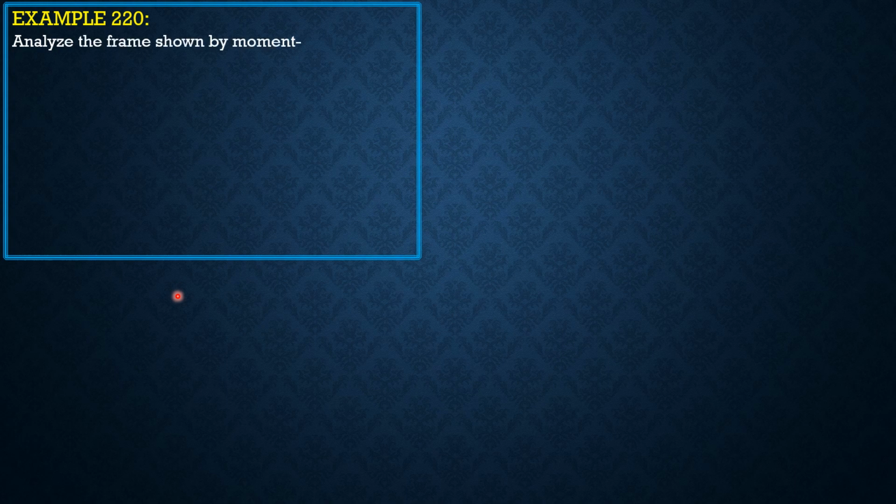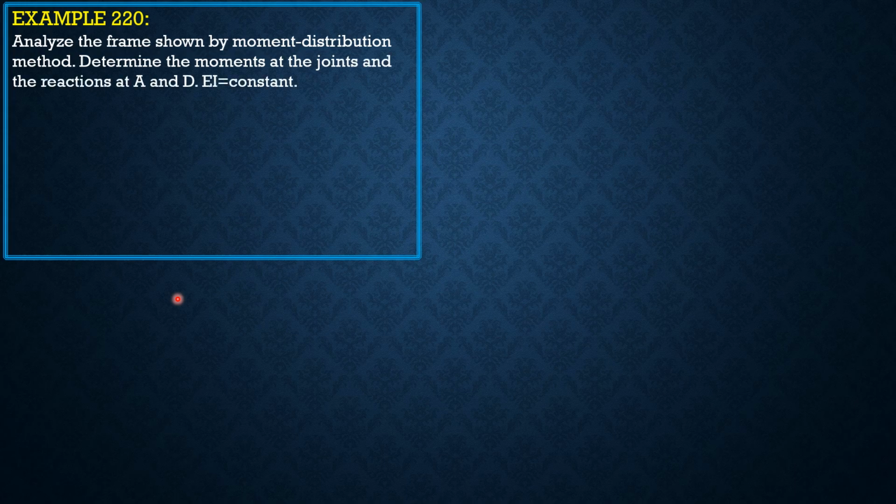Analyze the frame shown by the moment distribution method. Determine the moments at the joints and the reactions at A and D. EI is constant. So, since there's no load on the member, in the first phase of the moment distribution method, all moments would be zeros. So let's proceed to the second phase.